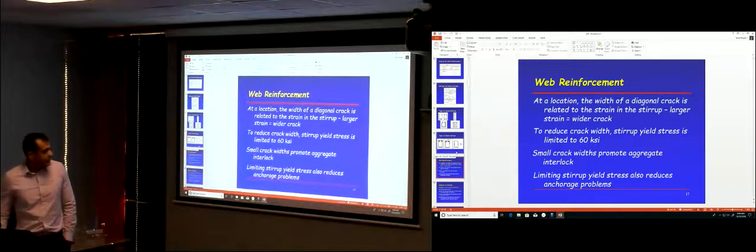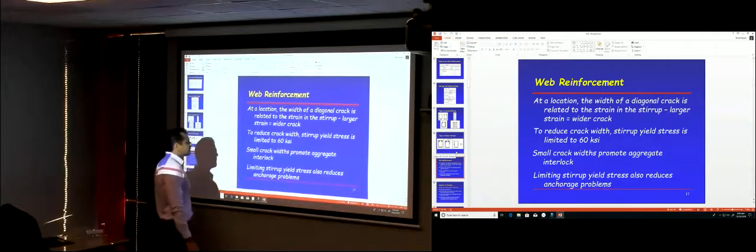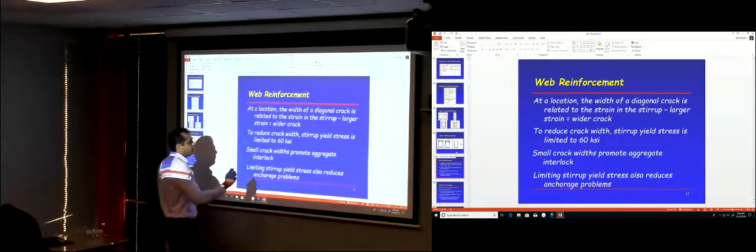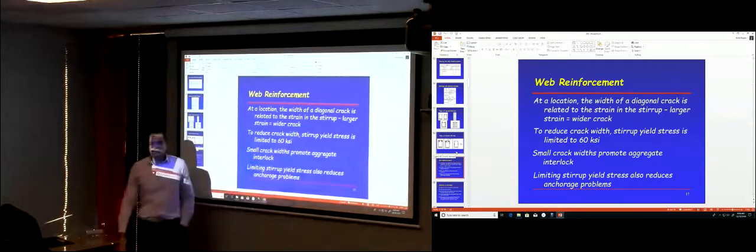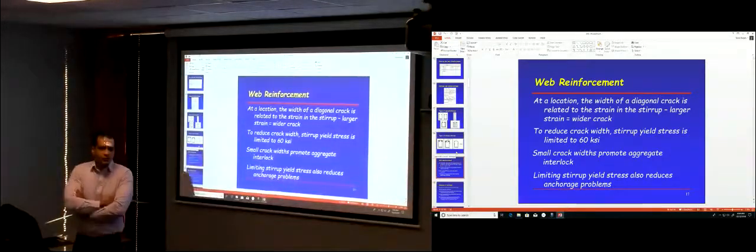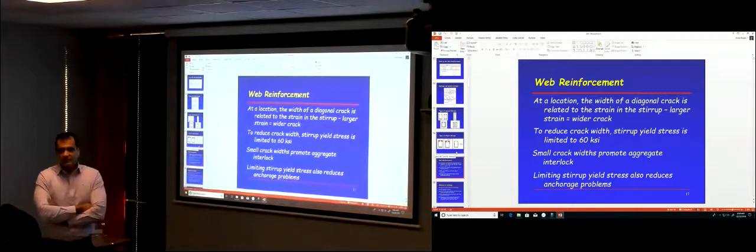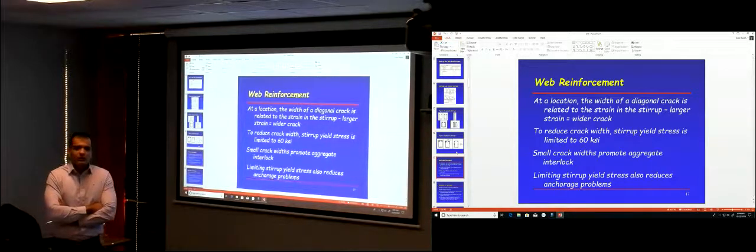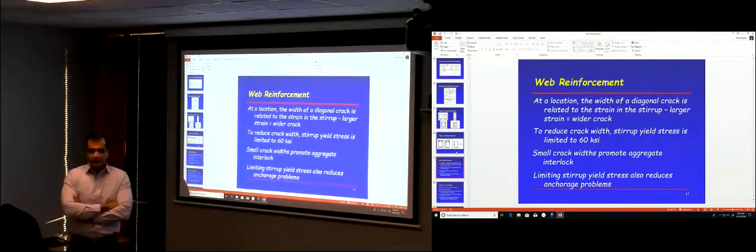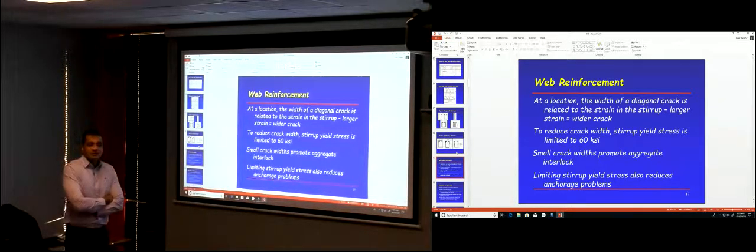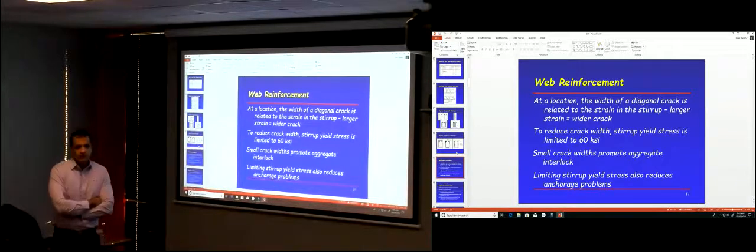Also here we said the ACI code limits the magnitude of the yield stress of the stirrups to 60 ksi. So if you're using, let's say, grade 75, so the yield stress of grade 75 is 75 ksi, you can still use it, but when you write the design equation, you're going to assume that f_y is equal to 60 ksi, not 75. The limitation for f_y for the stirrups is 60 ksi. You can use higher ones, but in your design, you're just going to use 60 ksi, not 75. Okay?